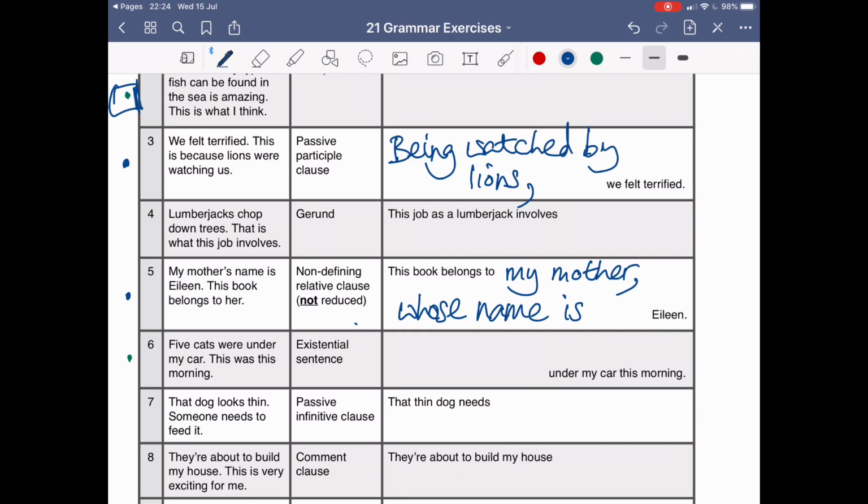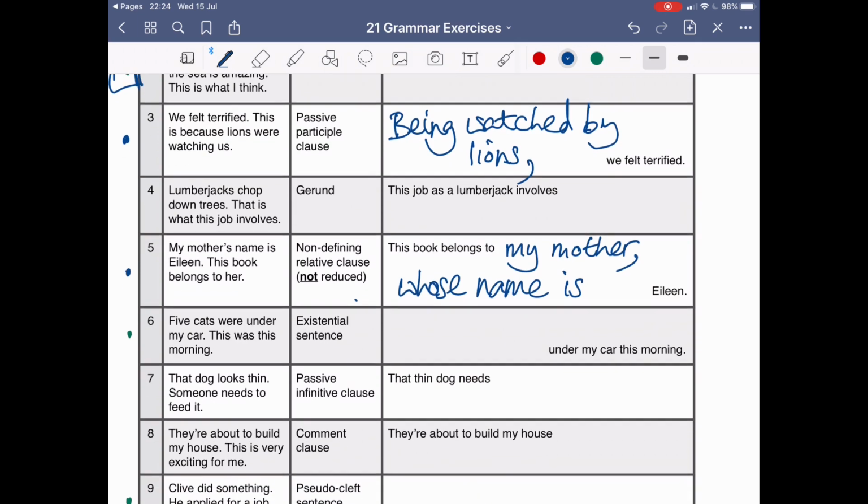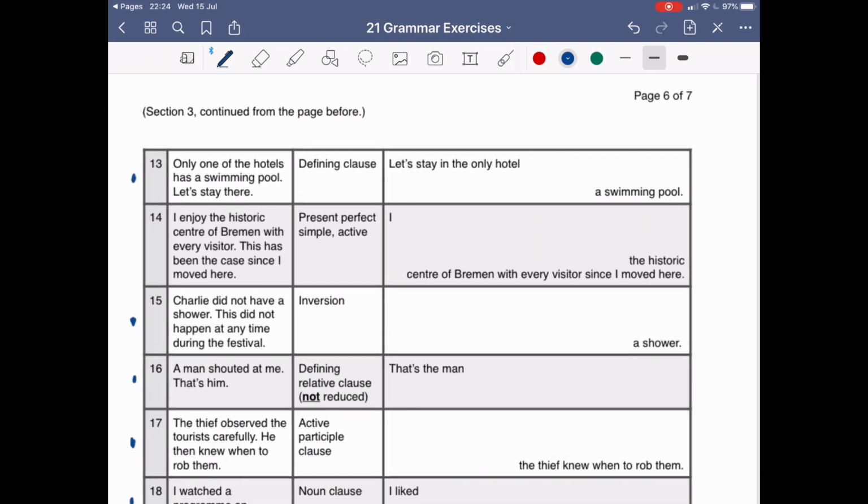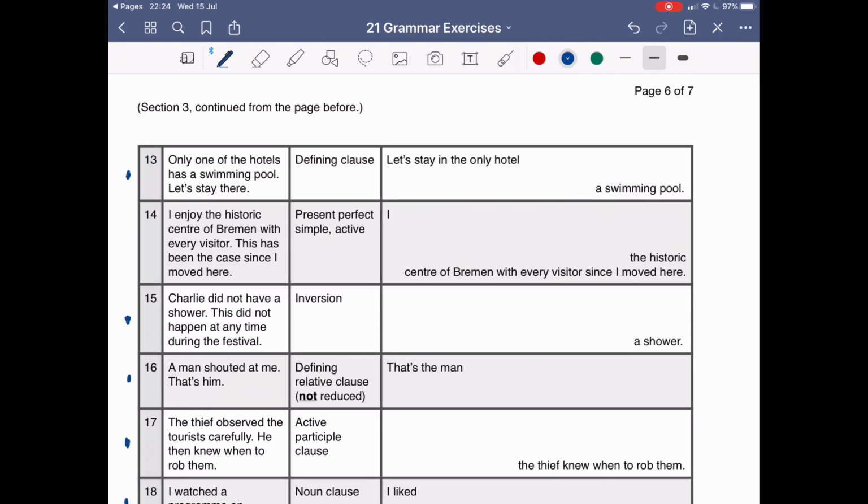Some of these you have to think about, right? I see green dots. Okay. 13. Only one of the hotels has a swimming pool. Let's stay there. Defining clause. Notice this is not a defining relative clause, it's a defining clause. Let's stay in, or at, the only hotel to have a swimming pool. The only hotel, the first man, the etc. Okay. First man to walk on the moon, the only hotel to have a swimming pool.